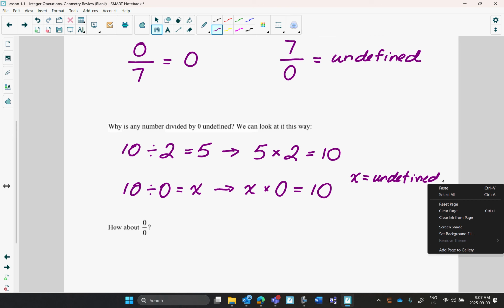What about 0 divides 0? Apply the same reasoning. 0 divides 0. One would think, well, we're dividing by 0, so it's going to be undefined. So that's a possible answer. But we're dividing 0 by a number, and 0 divided by anything is always 0. So 0 is a possible answer. Or maybe there's another answer.